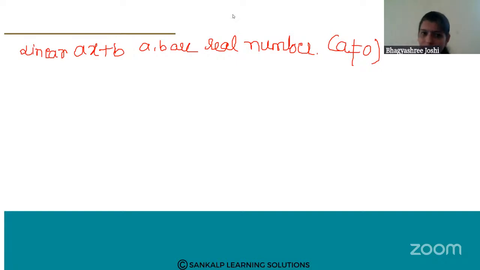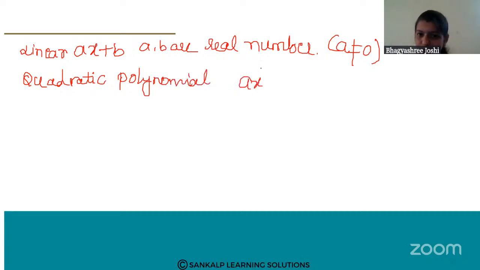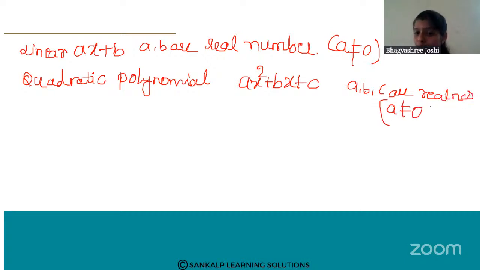Next, for a quadratic polynomial, sorry, it is not an equation, it is a polynomial. For a quadratic polynomial, it is ax square plus bx plus c. Here a, b, c are real numbers and a is not equal to 0. Here also the condition applied is that a is not equal to 0.